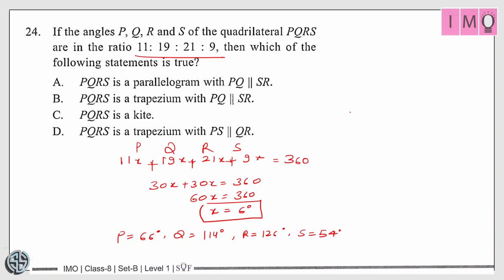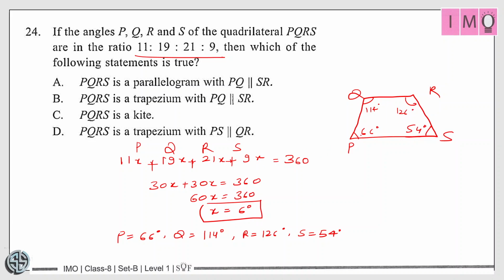Now let's try to frame a quadrilateral from here. How will we frame the quadrilateral over here? Because it is PQRS, we have to take it either clockwise or anti-clockwise. So let's take PQRS like that. If I draw here, it will be something like that. Okay, PQRS. So from here it is saying P is 66, so this is 66. Q is 114, so I'm writing like that. R is 126 and S is 54 degrees, right?